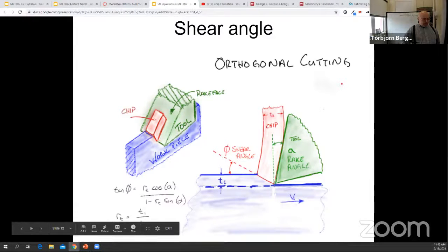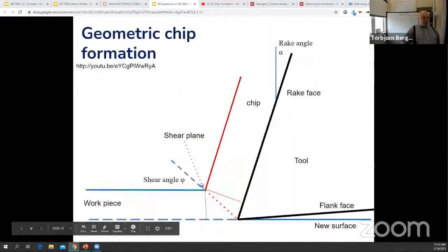Well, first off, let's just look at a more simplified version of this model. So we've got our rake face, our tool here. There's the shear plane. Here's our chip. Here's our workpiece. If we look at this, would you agree?